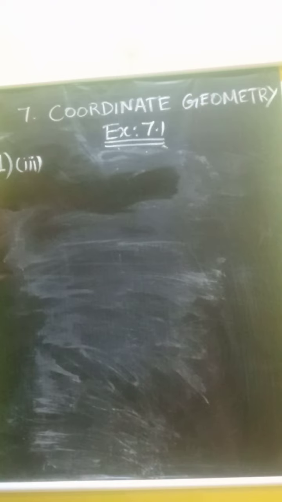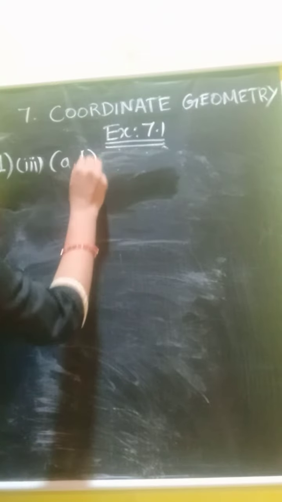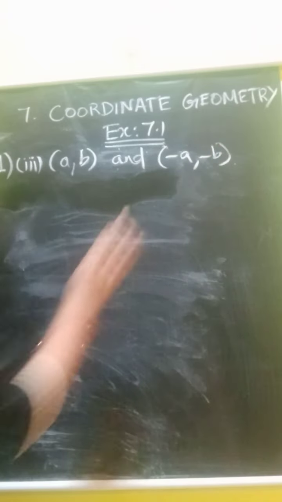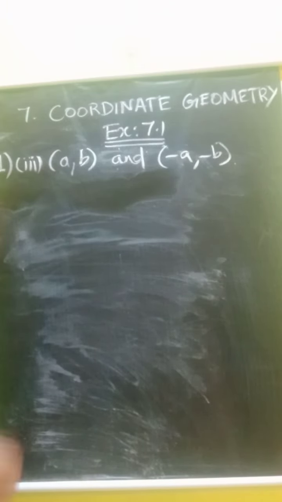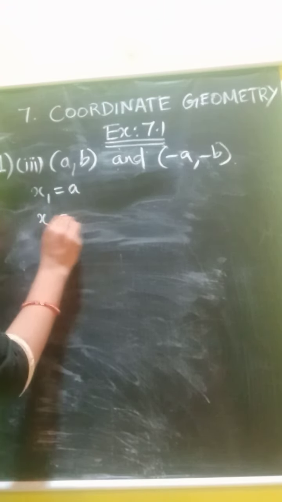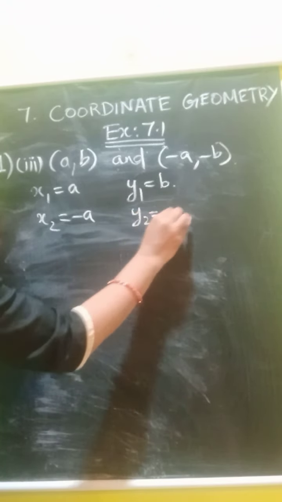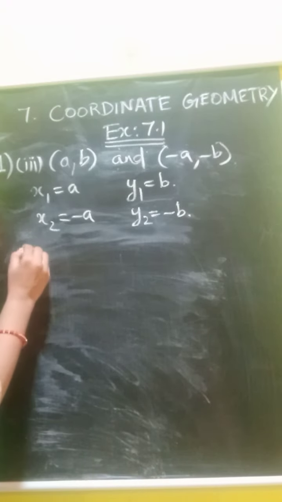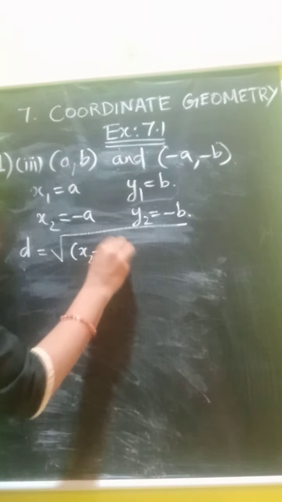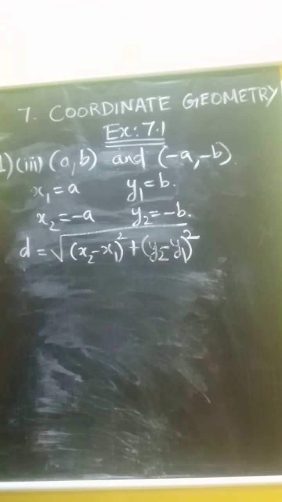Subdivision number 3. That is A, B and minus A, minus B. We need to find the distance between these 2 points. So x1 is A, x2 is minus A, y1 is B and y2 is given as minus B. So using the same distance formula, x2 minus x1 the whole square plus y2 minus y1 the whole square all within the square root.